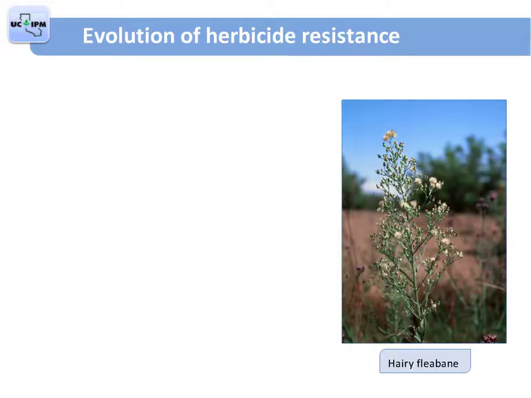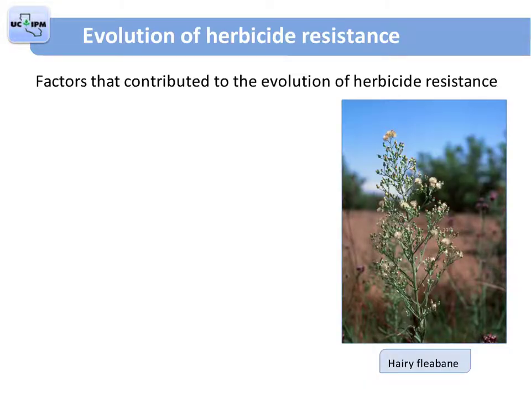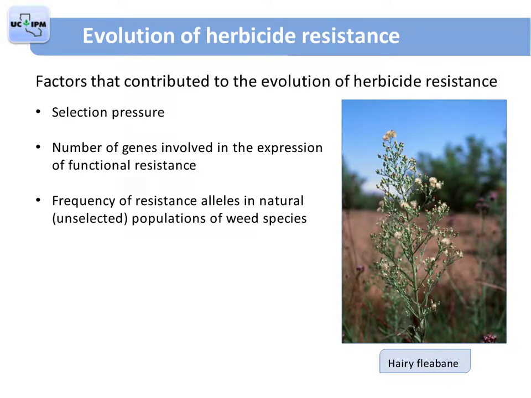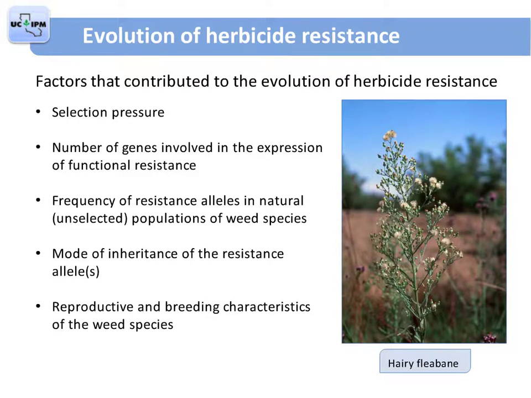So what led to resistance? There are several factors that contributed to the evolution of herbicide resistance: selection pressure, the number of genes involved in the expression of functional resistance, the frequency of resistance alleles in natural or unselected populations of weed species, the mode of inheritance of resistance alleles, reproductive and breeding characteristics of the weed species, and fitness of resistant and susceptible genotypes. We will go through each one of these.